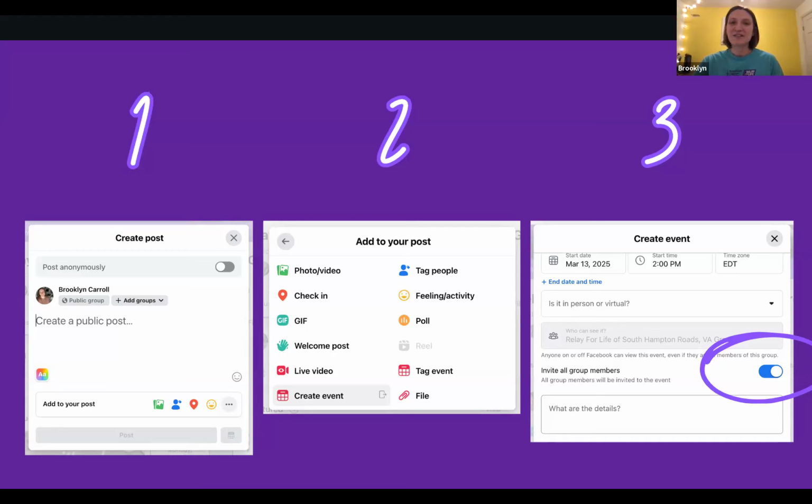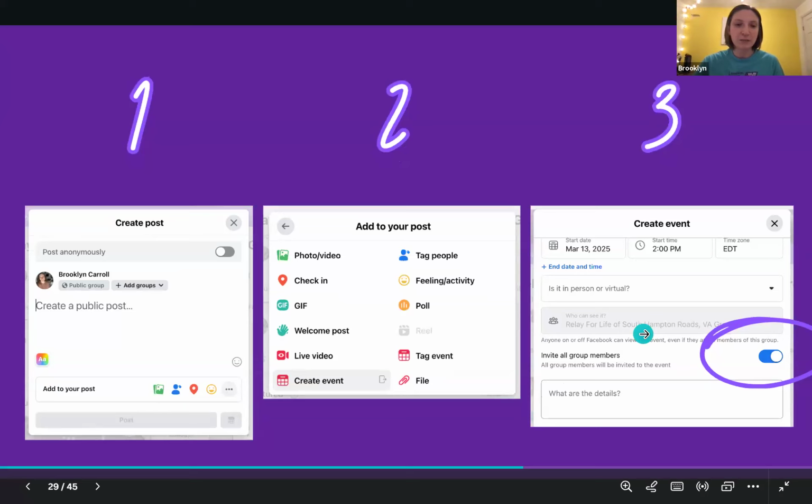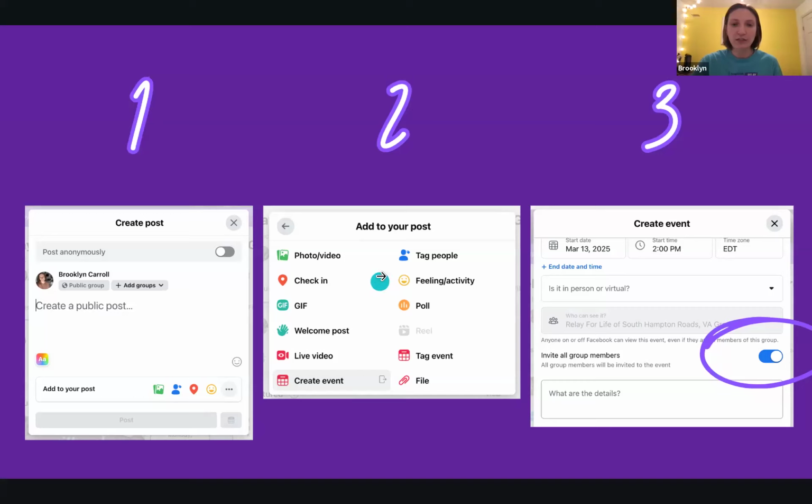I think the biggest part of it is that when you create an event within your group, there's an option. As shown, we'll quickly go through how to create an event within your group. You first type a post in your group, create a public post, and then you click on the three little dots in the bottom right. Yeah, where the pointer is. And that'll bring you to add to your post, and you can create an event in the bottom left.